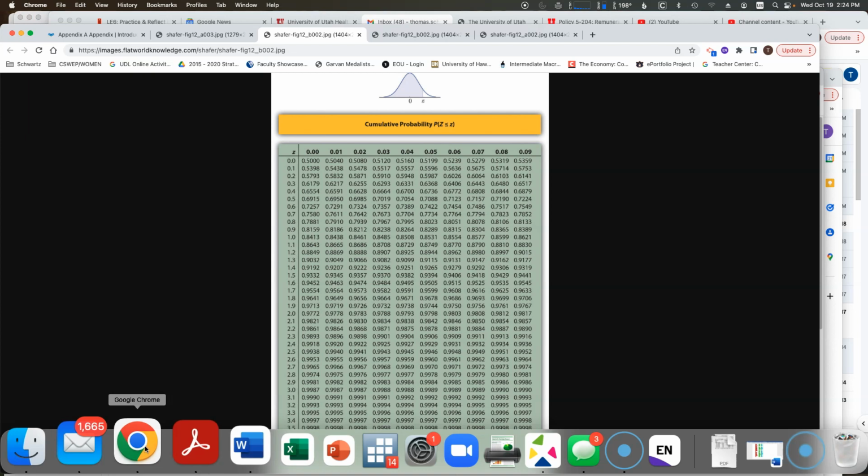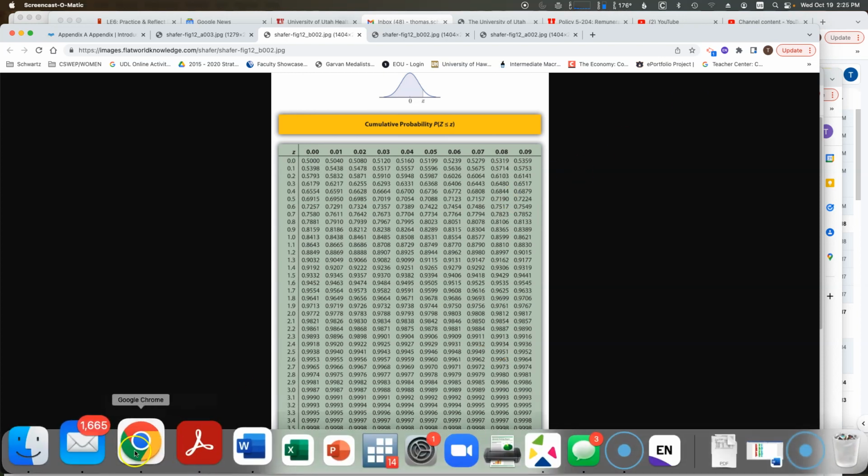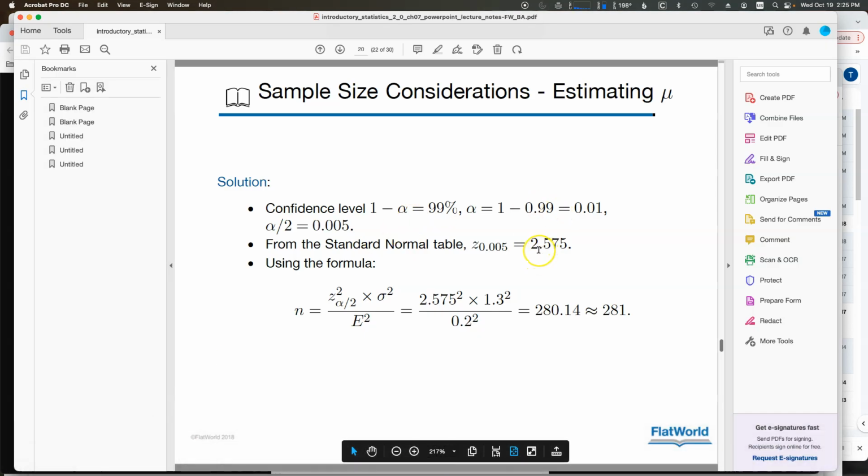for 0.005. That's going to be about right here. Right, I can find 0.005. So that is what? Between 2.57 and 2.58. So that would mean 2.575, right? The difference between the two. Oh, thank God. And so then what are we going to do here?